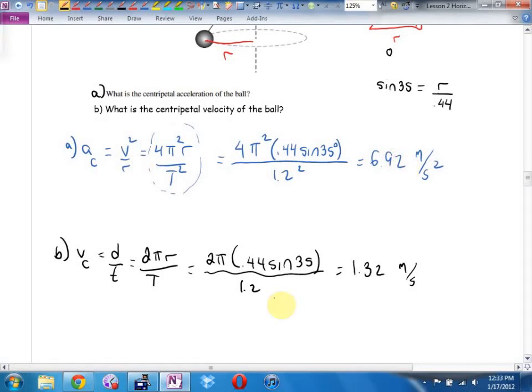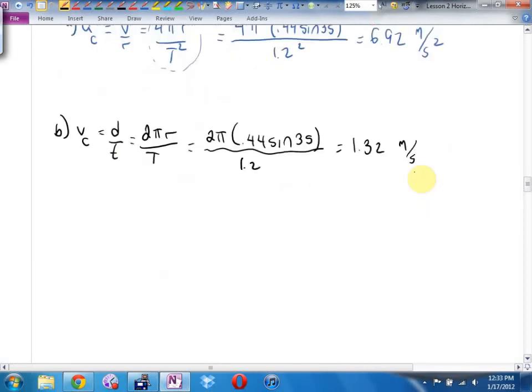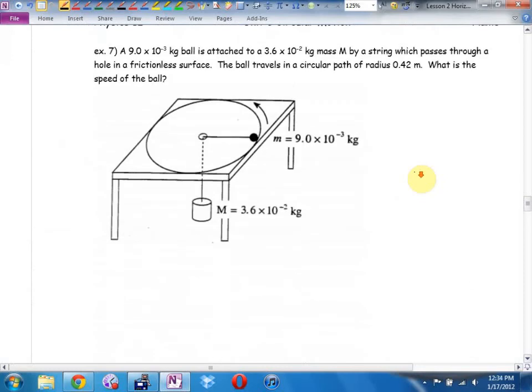Okay. Example 7. A 9 times 10 to the negative 3 kilogram ball is attached to a 3.6 times 10 to the negative 2 kilogram mass M by a string which passes through a hole in a frictionless surface. The ball travels in a circular path of radius 0.42 meters. What's the speed of the ball?